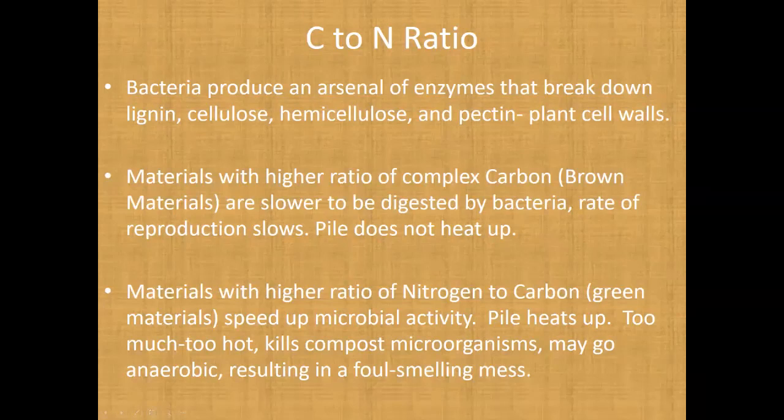These are the things that create plant cell walls that we call fiber, that animals have to have specific, specified structures and rumens and things like that to break down. But that's how the bacterial population does it, with enzymes. And materials with high ratios of these complex carbons, we call those brown materials because they're slower to be digested by bacteria.